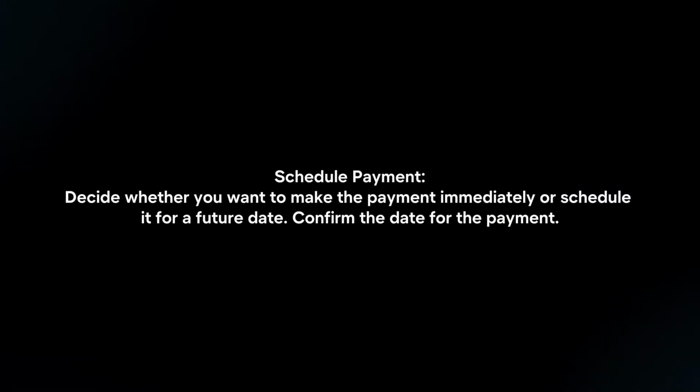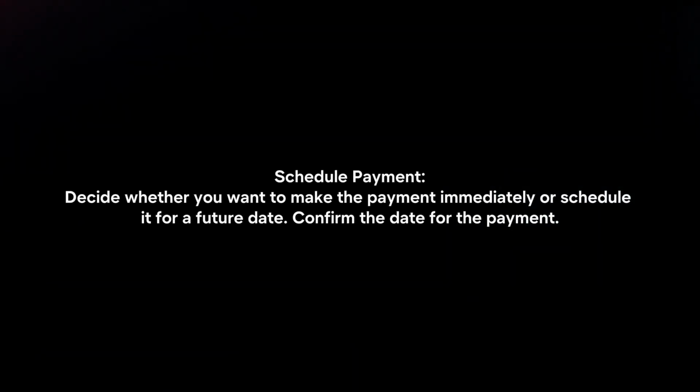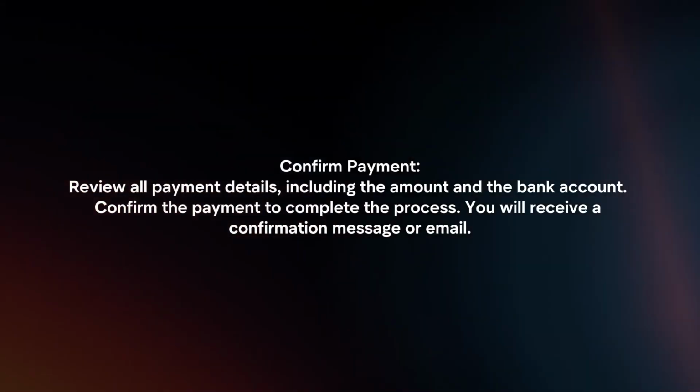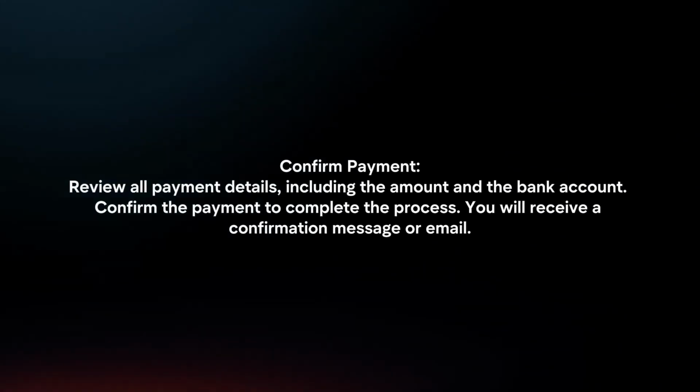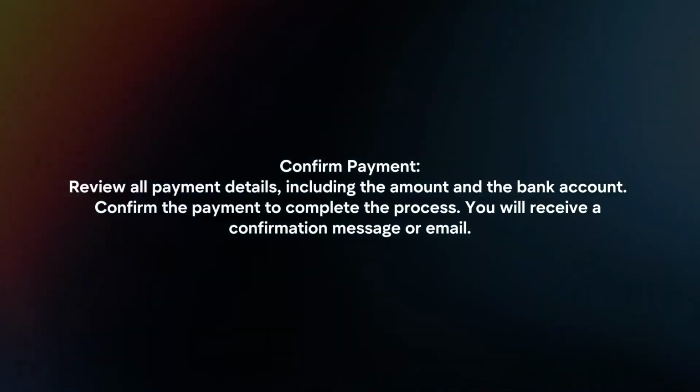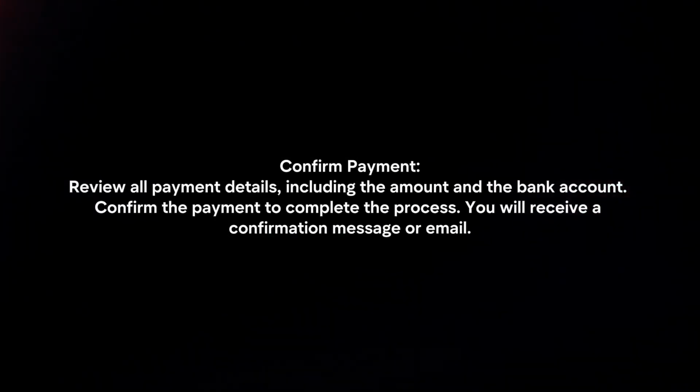Schedule payment. Decide whether you want to make the payment immediately or schedule it for a future date. Confirm the date for the payment. Confirm payment. Review all payment details, including the amount and the bank account. Confirm the payment to complete the process. You will receive a confirmation message or email.